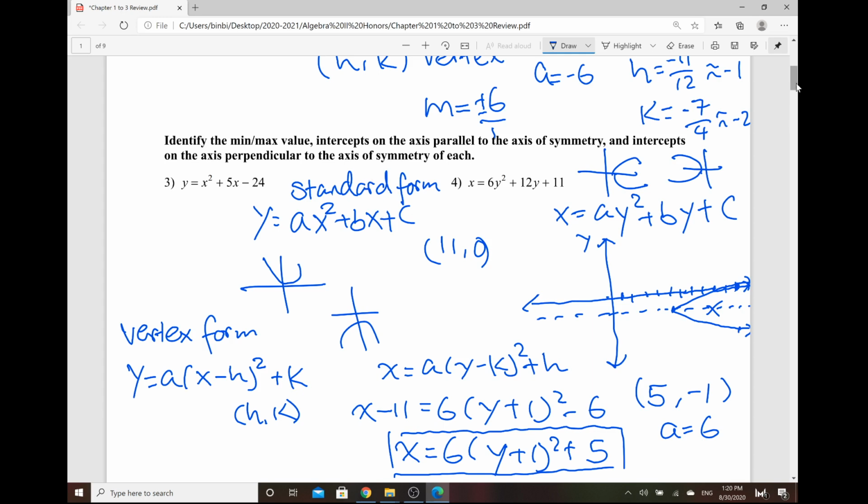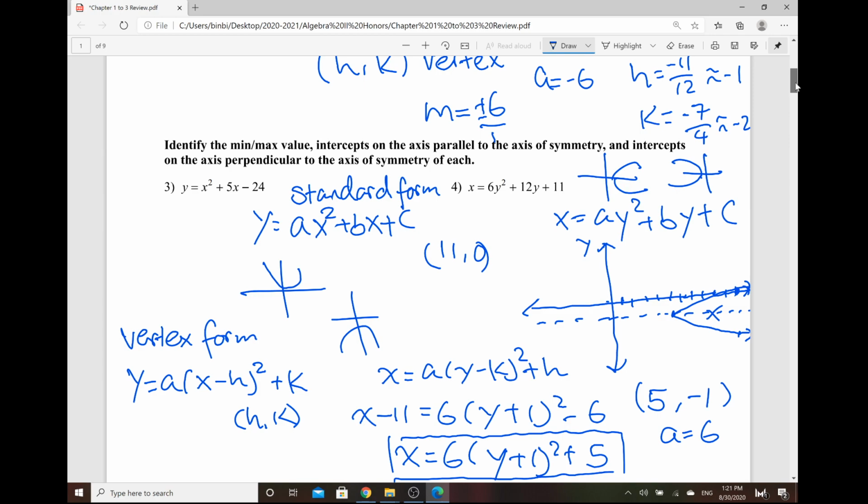So we can always check the work down the bottom of the page. So this one is for number 4.